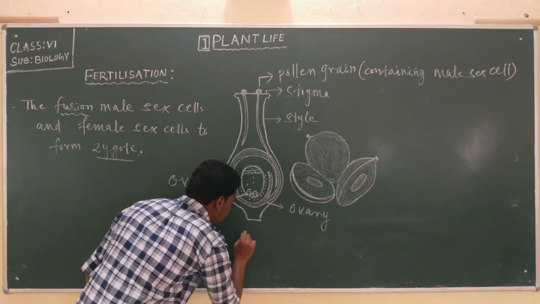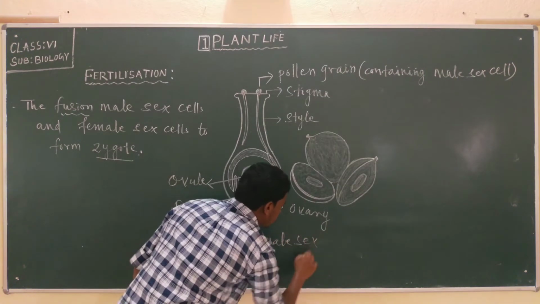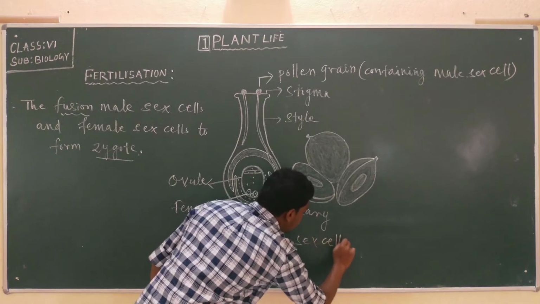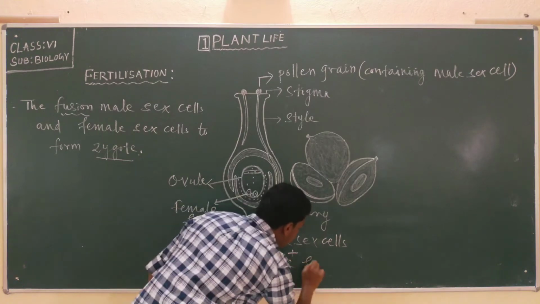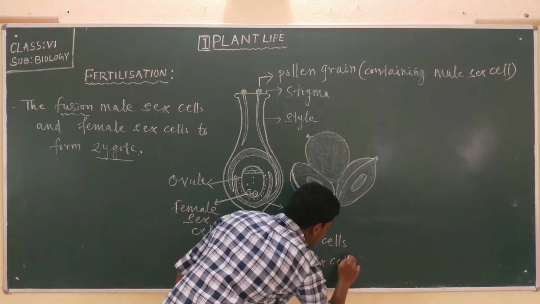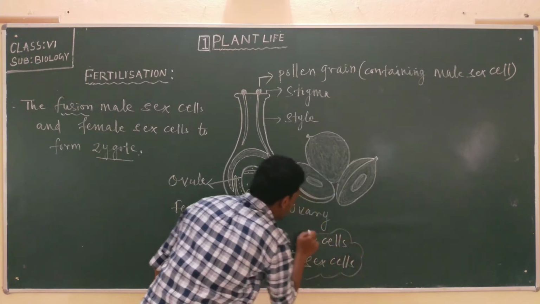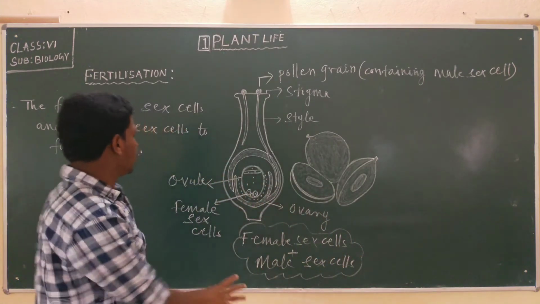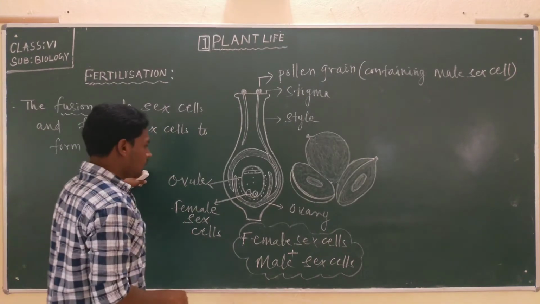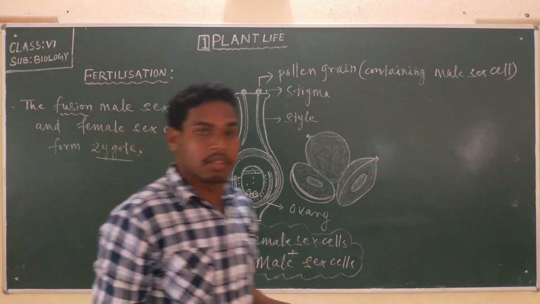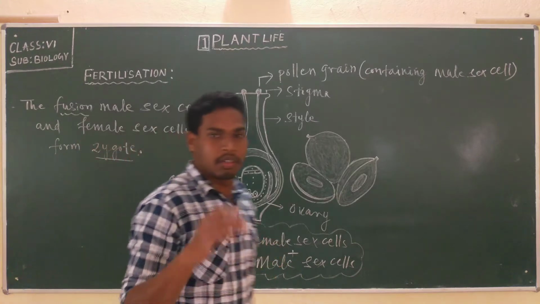So this female sex cell plus male sex cell undergo what? They undergo fusion. This fusion will generate a zygote. So this process is known as fertilization.